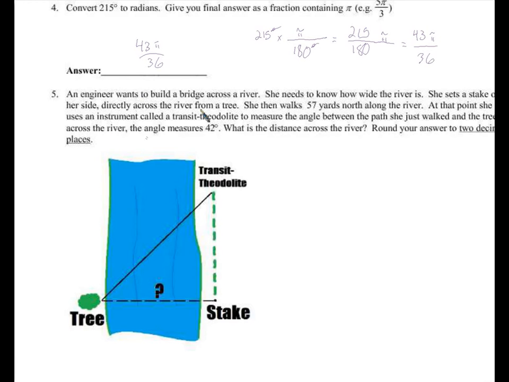Take an engineer who wants to build a bridge across a river. Of course, they need to know how long this bridge needs to be, so they need to know how wide the river is. Without crossing the river, she can figure out how wide it is. She puts a stake right here and measures out 57 yards. Why 57? Who knows? But a nice big distance helps you be more accurate. So she walks up the river north 57 yards.